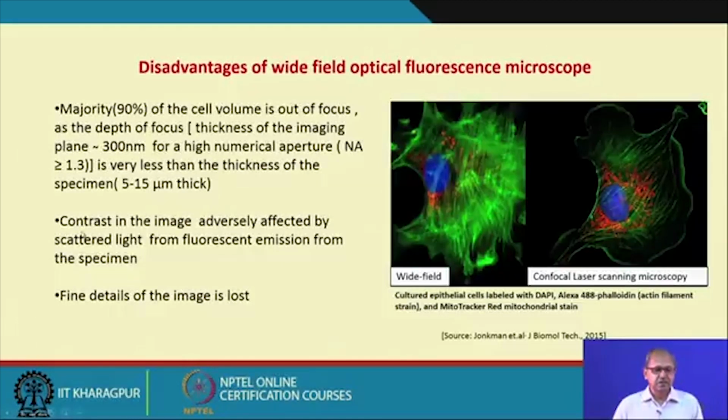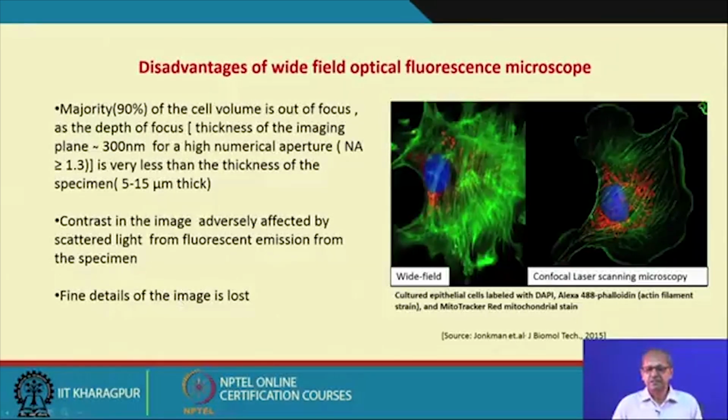The second point is that contrast in the image is adversely affected by scattered light from fluorescent emission from the specimen. As I discussed just now, the emitted and absorbed lights are scattered in different planes of the specimen. There is no filtering method here, so all the rays go out through the barrier filter to the detecting system. So, fine details of the image are lost.